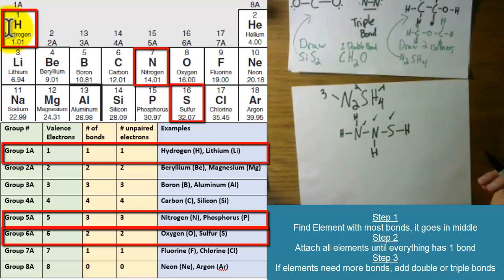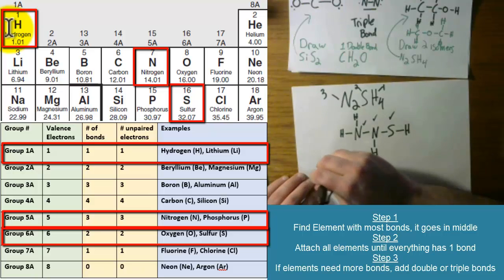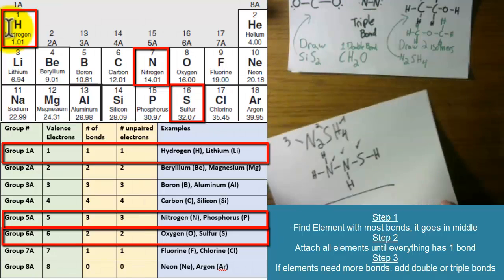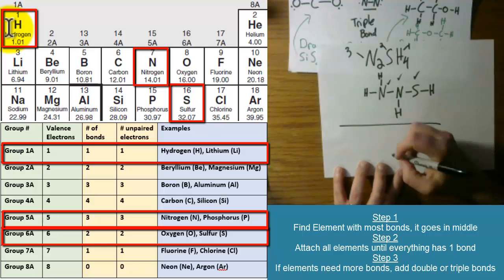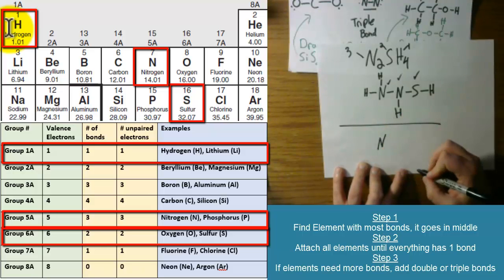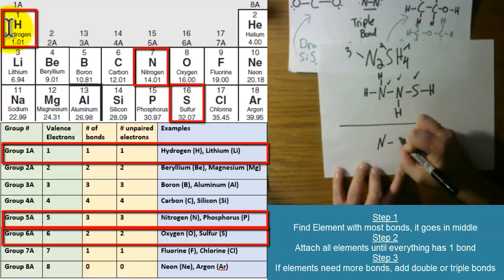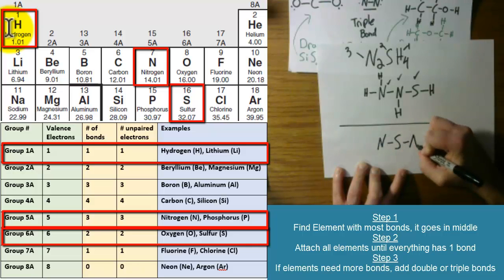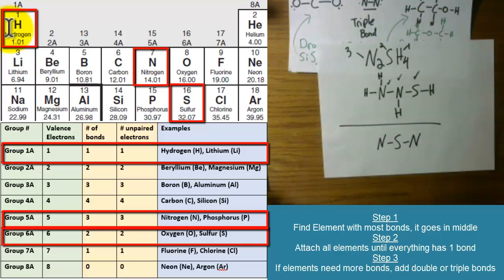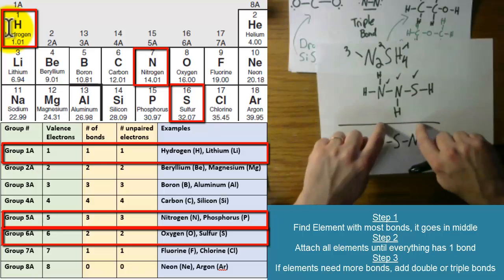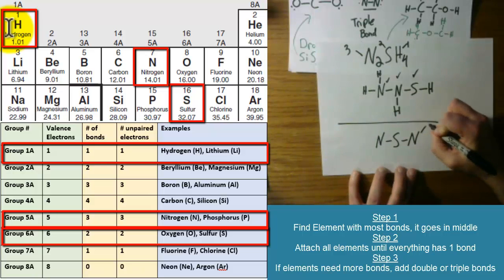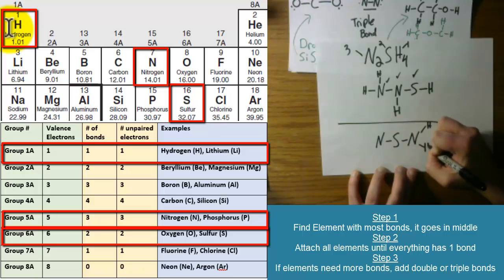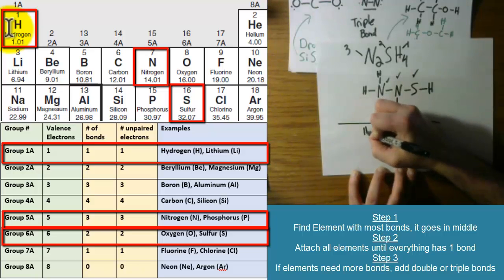Alright, well you may have noticed there's a second way you could draw this. If you do the exact same thing, but you start by going nitrogen, sulfur, nitrogen, now you can attach all of the hydrogens on the outside here. So your 2 isomers would look like this.